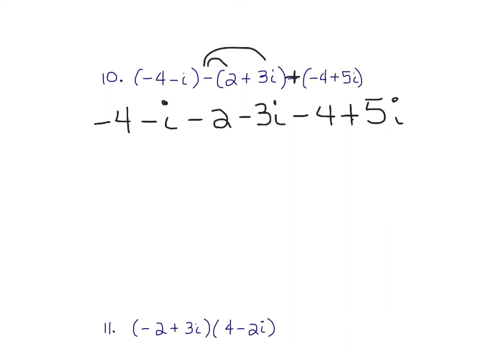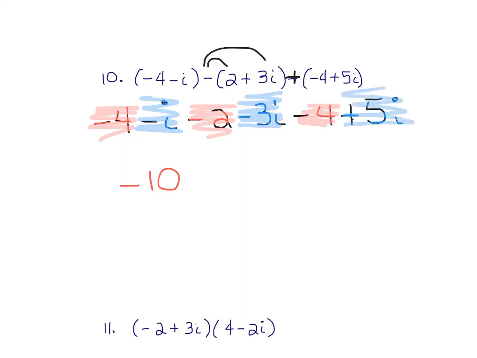And now I'm going to go back and group my like terms. So I'm going to group my reals. I've got a -4 minus 2 minus 4, giving me -10. Now I'm going to go back and get the imaginaries. -1i, -3i is -4i, plus 5 is just i. And you're done.